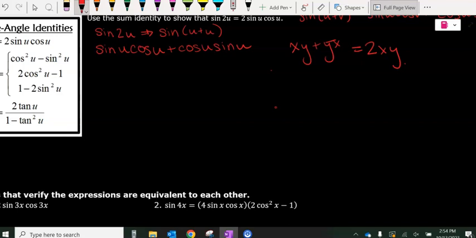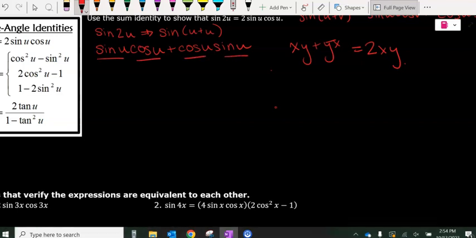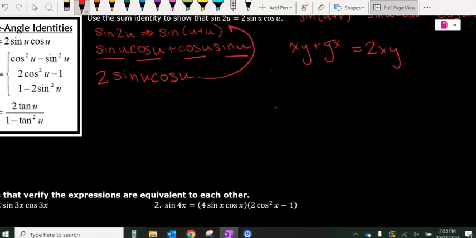Those are the same. It doesn't matter. So if I'm multiplying here, just because this starts as sine and ends with cosine, and this one starts as cosine and ends with sine, they're the same exact thing though. So this is 2 sine u cosine u. And that's exactly what we needed to do. I'm showing that sine 2u is equal to that right there. Okay. So that's how we get our double angle identity for sine.